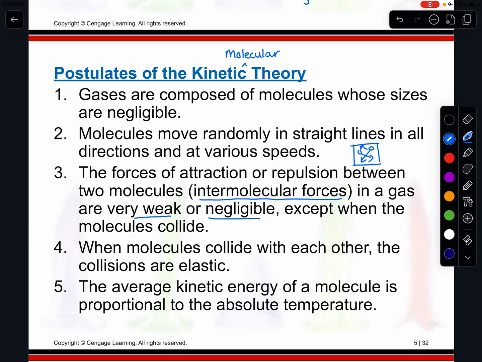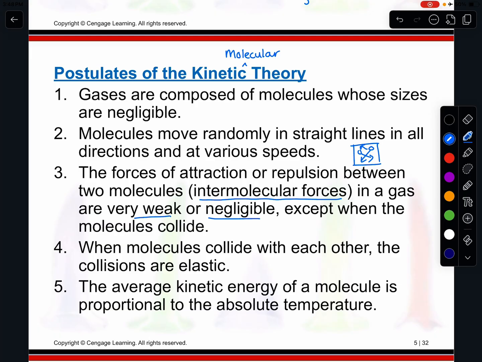When molecules collide with each other, the collisions are elastic, meaning the energy is conserved. So when it hits, it doesn't just stop, it continues on. For example, if you're playing pool with a stick and a ball, you hit a ball and then that ball hits another one, hopefully, and it moves forward. That is considered elastic.